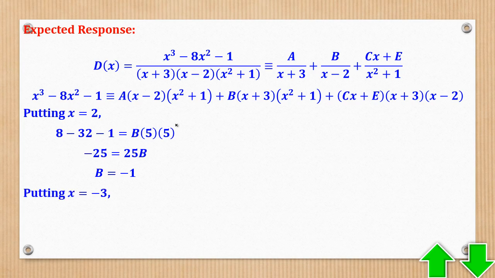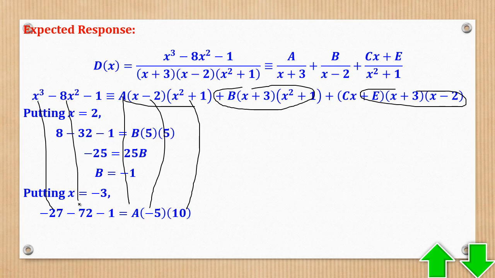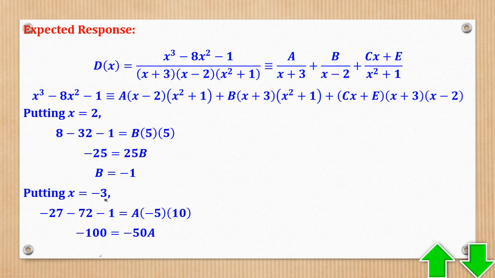Then putting x equal to -3, the whole of this will cancel and become 0, and the whole of this will become 0. So I remain with this part. Therefore, this a here, -3 minus 2 is -5. 9 plus 1 is 10. Then this side we shall get here -27 minus 72 minus 1. So you end up with the value of a as 2.